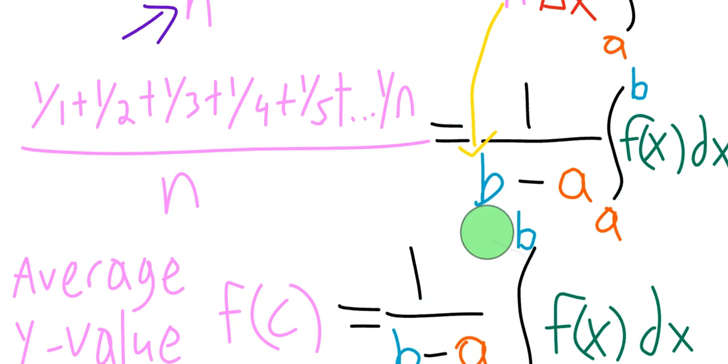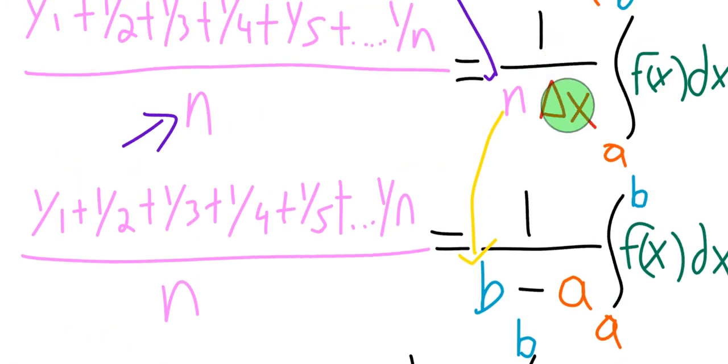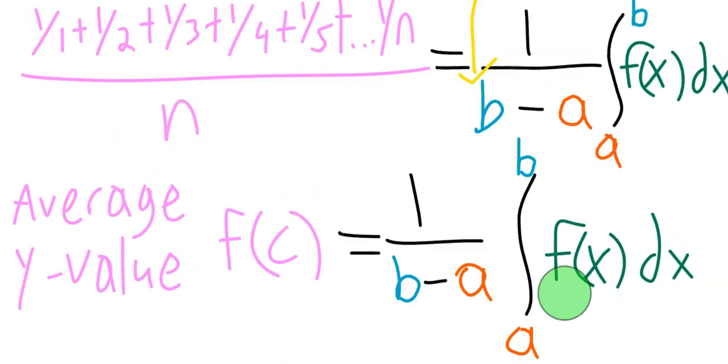And so now I've basically proven that the average of my y values, y1 plus y2 plus y3, all the way up to y sub n divided by n, is equal to 1 over b minus a times the integral from a to b of f of x. Again, that's because I got to change the n times change in x and replaced it with the interval length, which is b minus a.